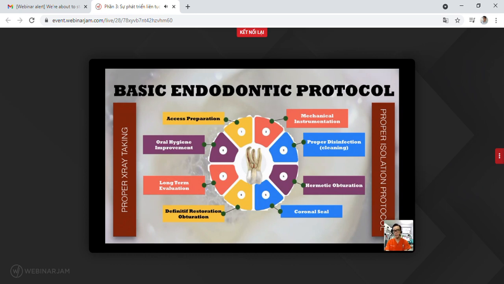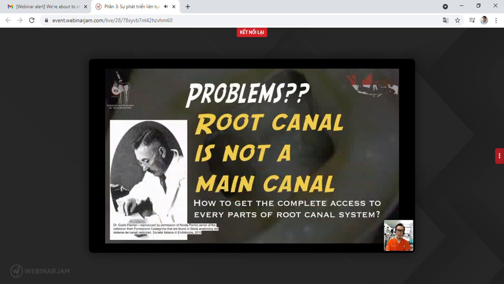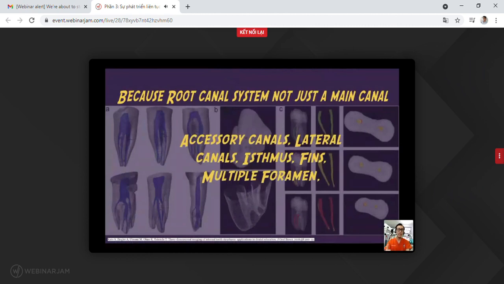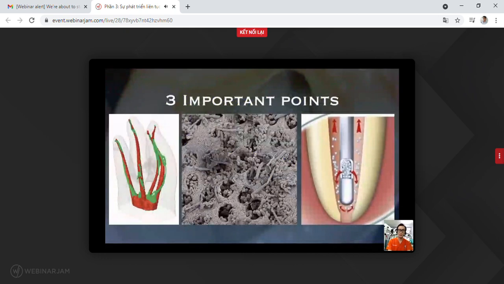No X-ray, no endo, because you cannot even see how the canal curvature is, and you cannot see how big the bone loss is. So you need proper X-ray taking in order to see what you cannot see with your bare eyes. The root canal is not a main canal only, as it has quite wide division. The main canal is part of the root canal, and the root canal consists of many accessory canals, lateral canals, isthmuses, fins, multiple foramina in which bacteria may exist, and we have to remove all bacteria in it. As we have referred to in our previous slides, we need to remove bacteria in every part of the root canal system.